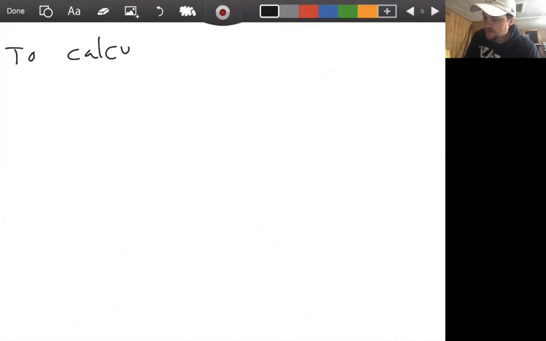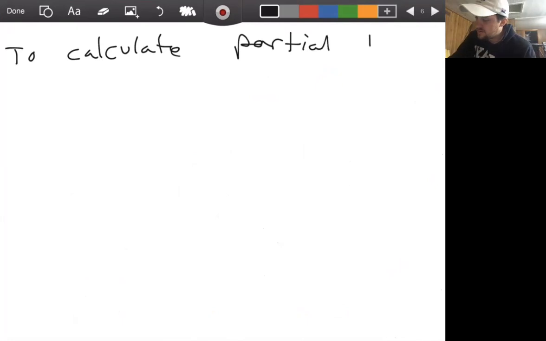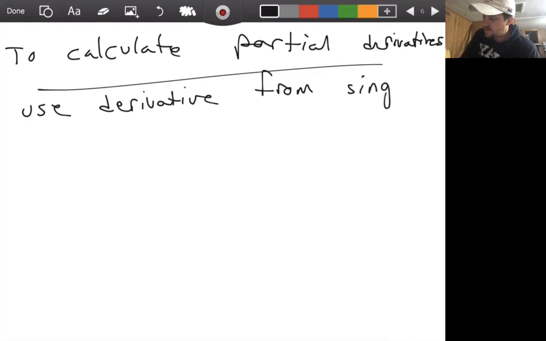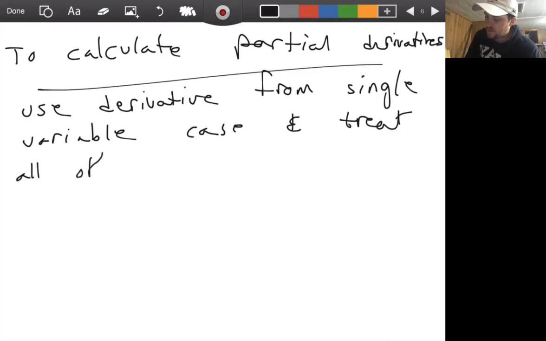So to calculate partial derivatives, what we want to do is use derivative rules from the single variable case and treat all other variables as constant.